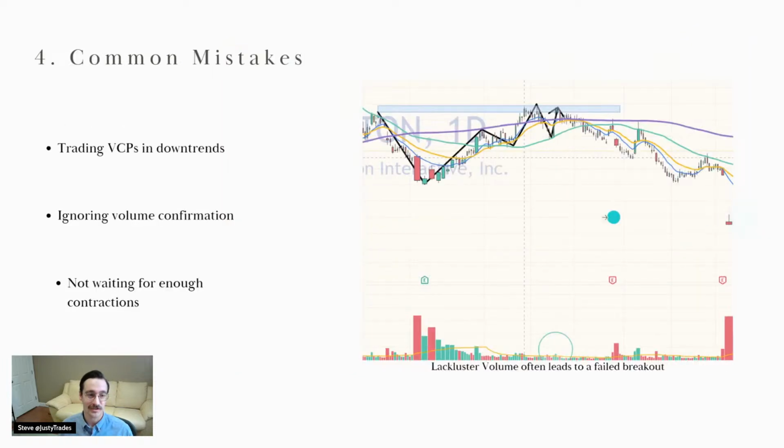So let's go on to some common mistakes here. What we have on our chart is Peloton. And this was, I believe, 2021. It's a really good example of a failed base break. So this kind of looks like what we were talking about, right? It is contracting in volatility. This one's questionable whether this is smaller than this. Doesn't really look like it to me. So that's a bit of a red flag.